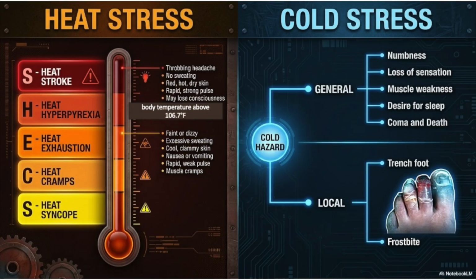Heat is one of the most important occupational hazards. Heat stress occurs when the body is unable to maintain normal body temperature because heat production exceeds heat loss. The important risk factors can be remembered by the mnemonic S-H-E-C-S. S stands for stroke, heat stroke. H stands for hyperpyrexia, heat hyperpyrexia. E stands for exhaustion, heat exhaustion. C stands for cramps, heat cramps. The final S stands for syncope, heat syncope.